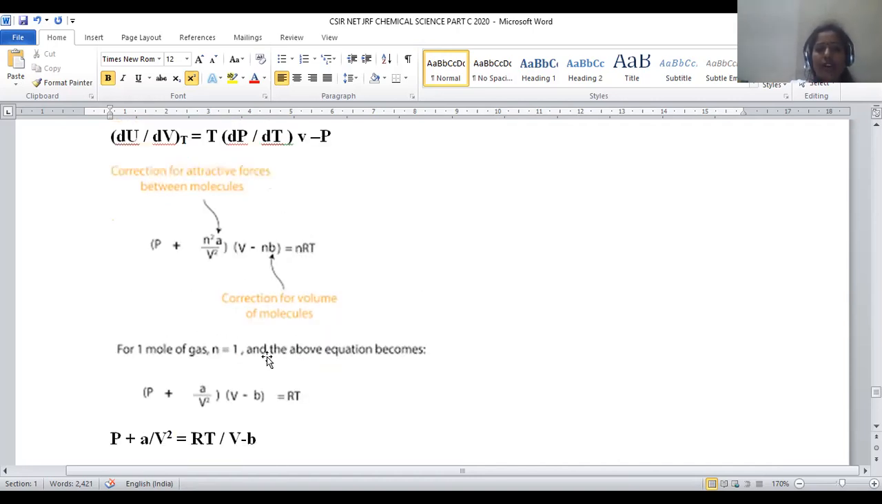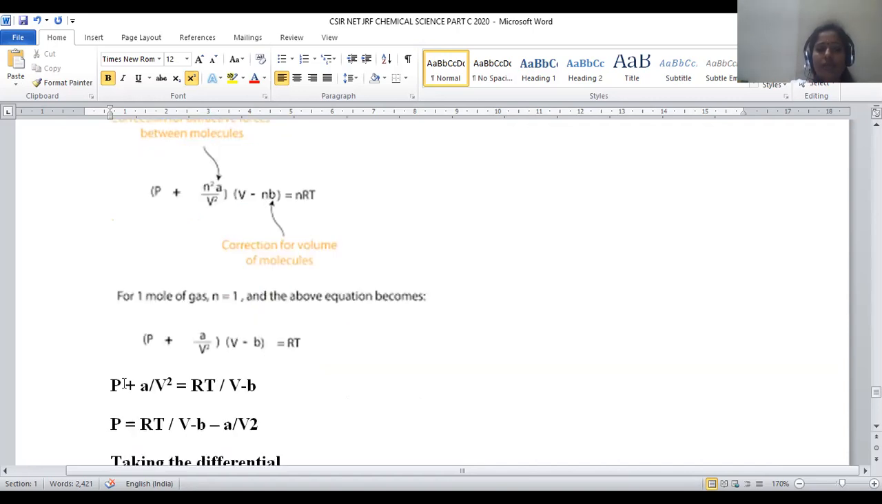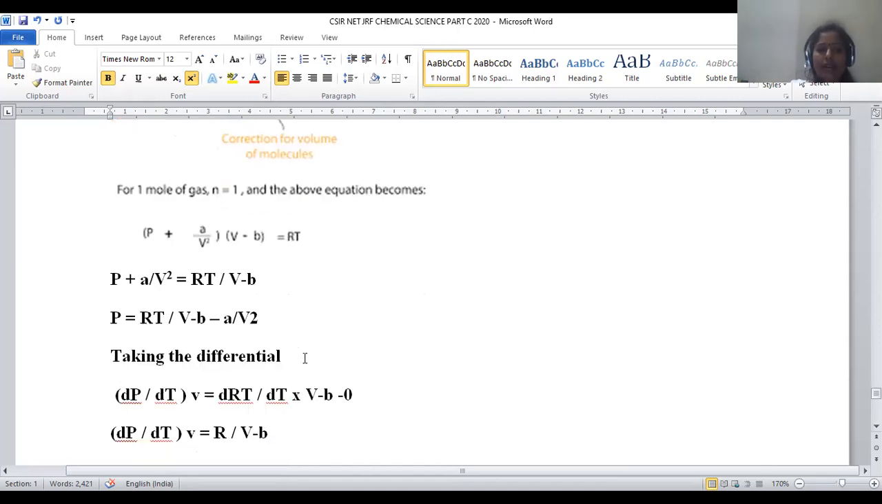When we substitute for 1 mole, n will become 1. That's why the formula will be (P plus a by V square)(V minus b) is equal to RT, right? So P plus a by V square is equal to RT by V minus b.